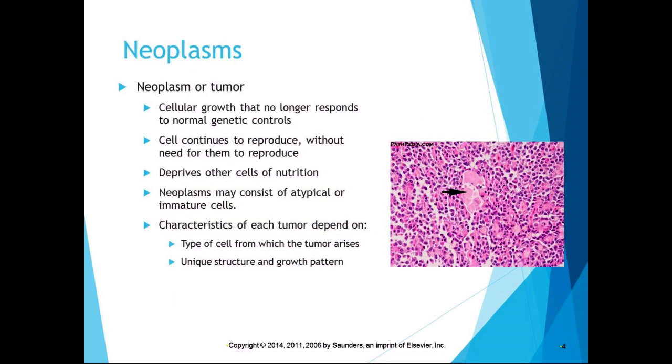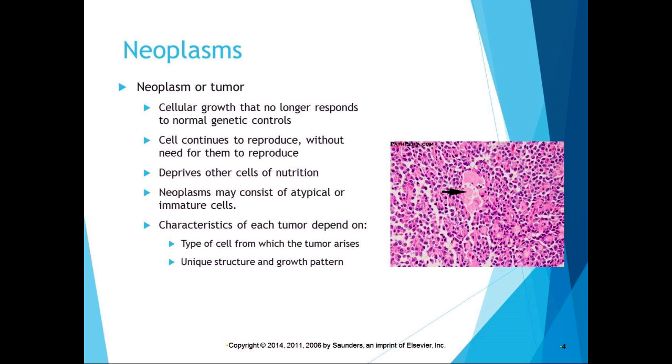So a neoplasm is a cellular growth that no longer responds to normal genetic control. So there's something wrong with the way it's reproducing. The cell continues to reproduce without the need for it to reproduce. That's what produces the tumor mass.